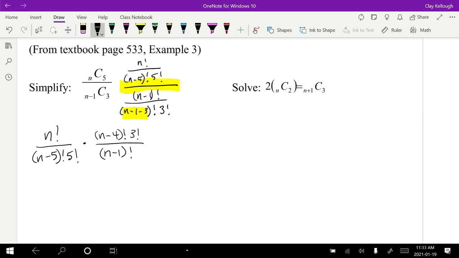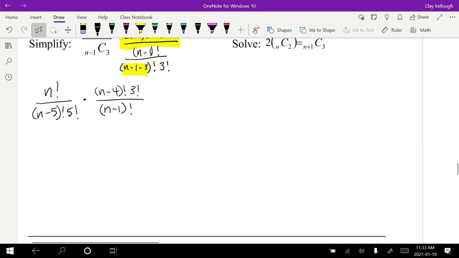Now I use my knowledge of how factorial works. N factorial is n times n minus 1 factorial. And I'm going to stop there. Why did I stop there? I could keep going, but I actually see that down here I have an n minus 1 factorial. Bye-bye.